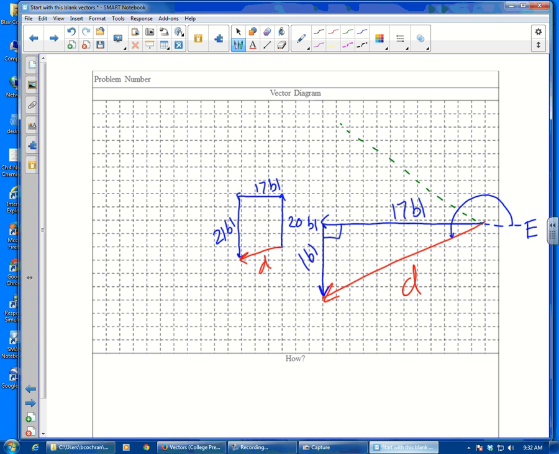I got the one block because mine had me go 20 blocks north, and then 21 blocks south. So north-south-wise, I end up one block south. That make sense? So first thing I did was combine anything that was horizontal together, and then I combined anything that was vertical.